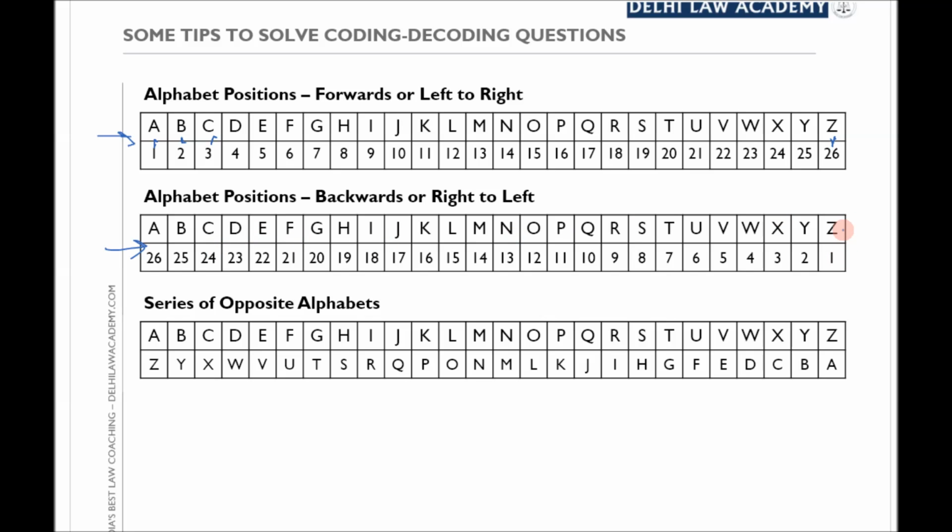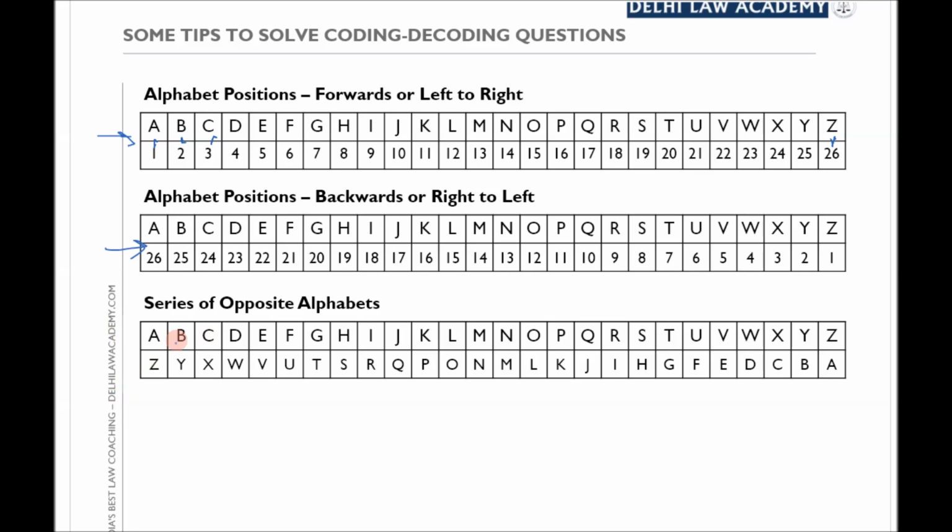Now why are these useful? Because you'll see that in several codes, the alphabet is translated into a number, and that number is usually derived from its position. So you'll see that in a code G might be 8 or it might be 6, and you'll know that it's because G is actually 7 and some plus or minus 1 is happening. If this sounds confusing, don't worry. We will be seeing a question of this type in this exercise.